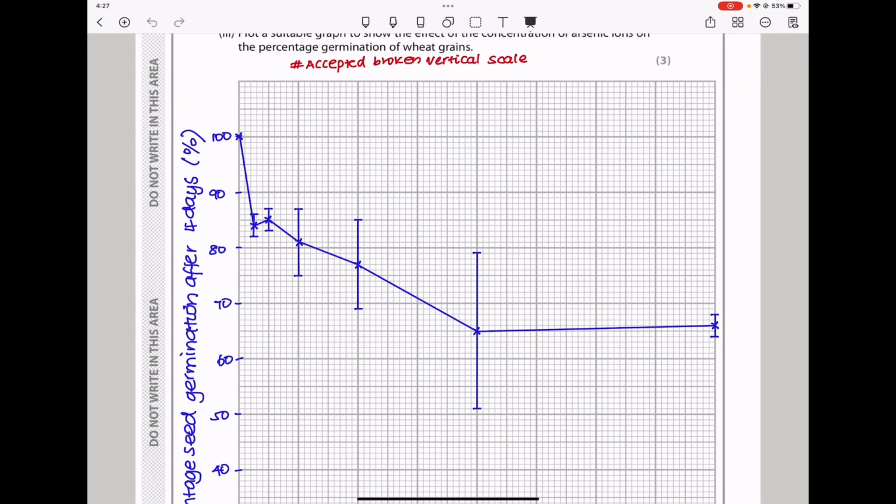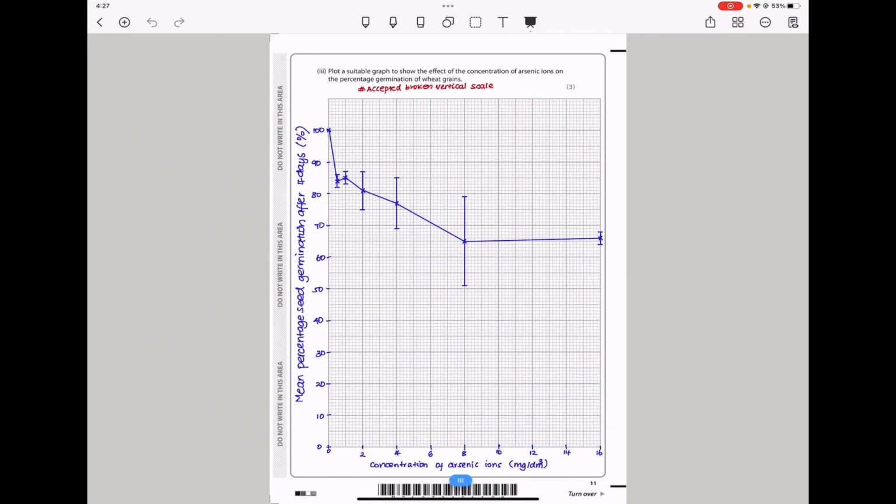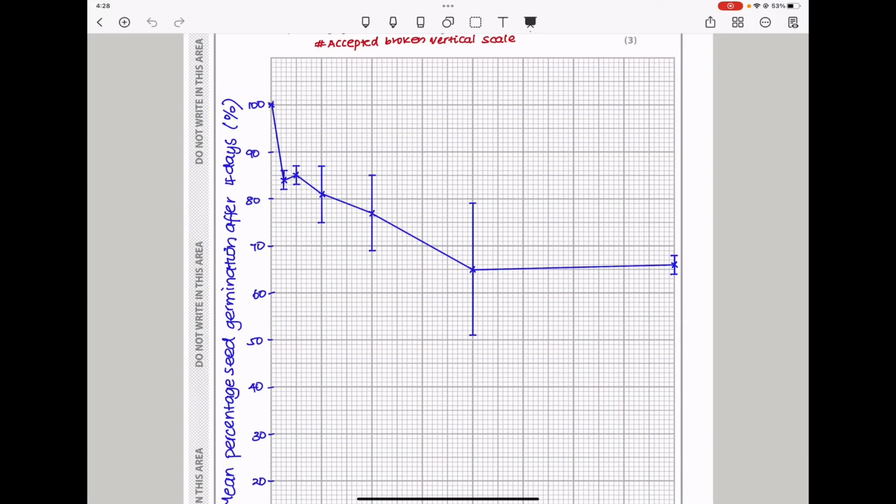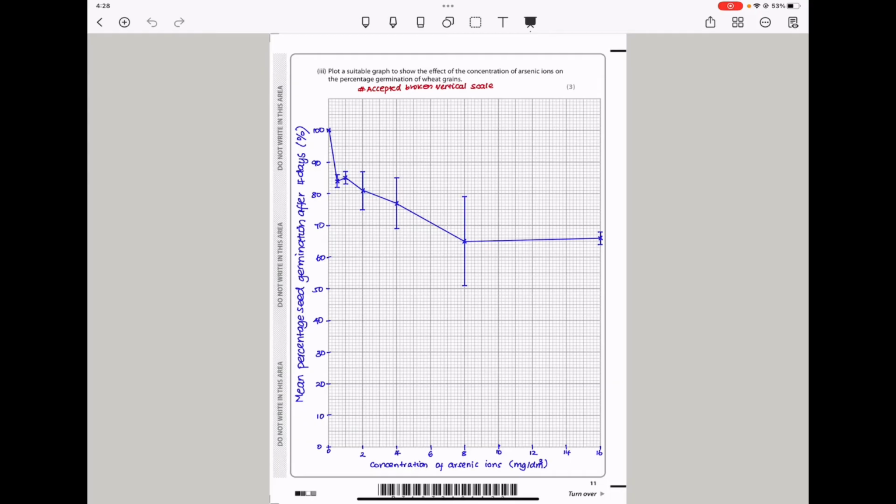So here, if I make it smaller so that you can be able to see clearly, on the vertical axis, I place the mean percentage seed germination after 4 days and the units are percentages. And then on the horizontal axis, we have the concentration of arsenic ions. The units are milligram per decimeters cubed. Here I placed error bars for each of the results. You can see the data sets. And then I connected the point using a suitable line. Moving on.